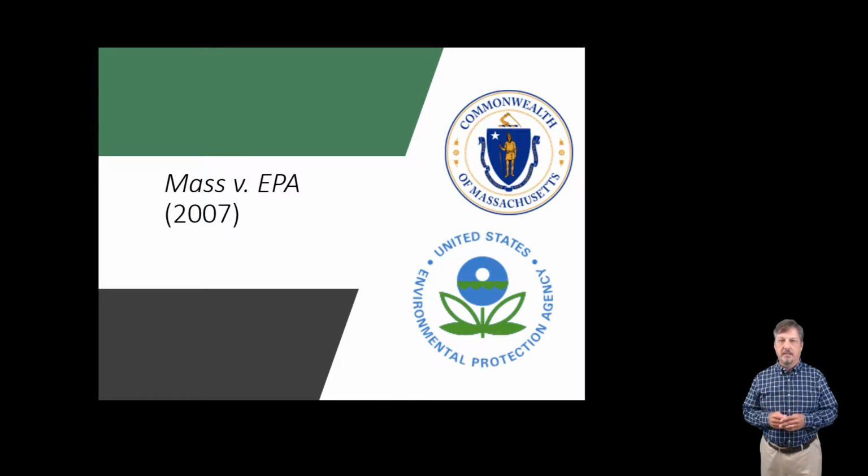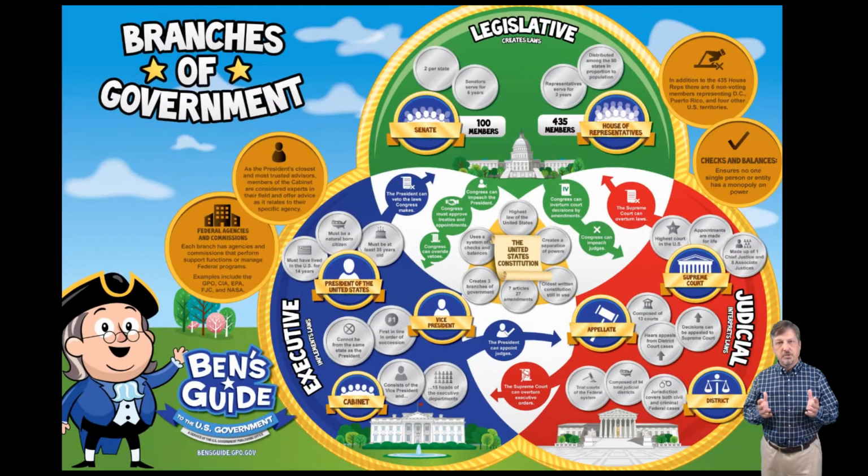First, some very general background on the administrative state and administrative law. The Constitution mentions only three branches of government: the legislative, executive, and judicial. So where do administrative agencies such as the EPA fit in? Usually such agencies are organized under the executive branch.